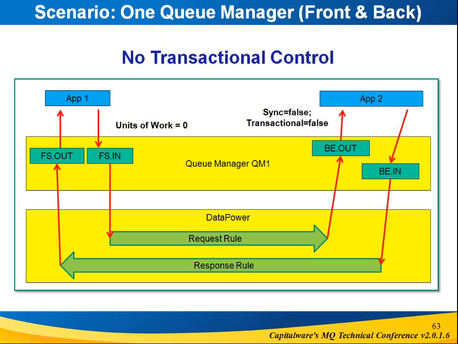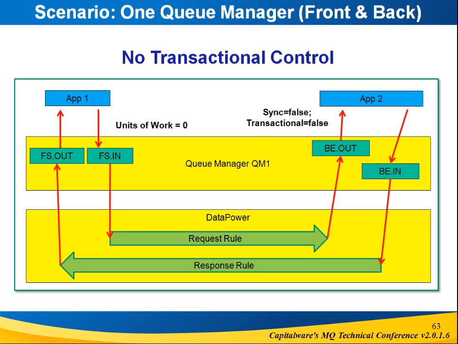And so they're taking an application 1, putting a message onto fs.in in order for DataPower to do something to that message, something complex, transformation or whatever it might be, and then put the message onto another queue, so another transaction, another application running on the same queue manager can now handle that transformed message quickly and easily, and then send a response back, perhaps to the original application.